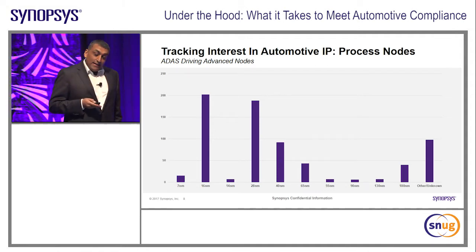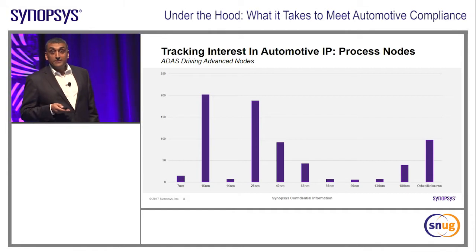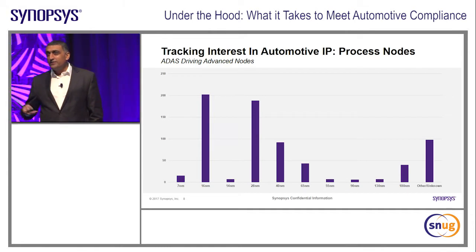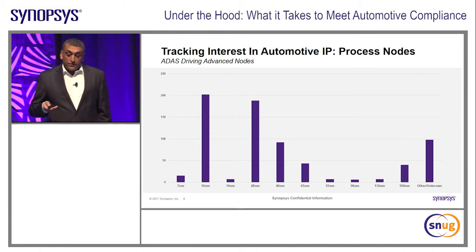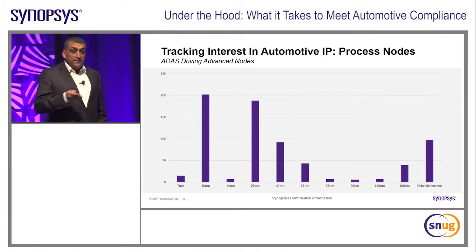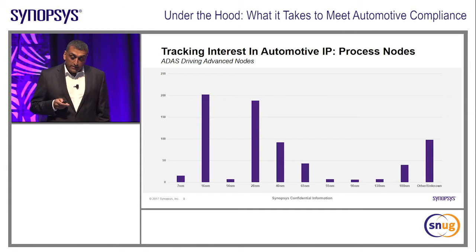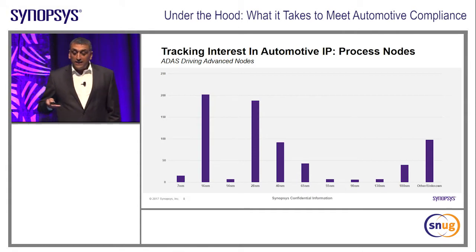And here you see 7 nanometers. Can you imagine that? 7 nanometer chipsets in a car. That's amazing. 16, 14, okay? 14, 16, 7. These are all FinFET technologies. And then you see 28 and 40 nanometers.